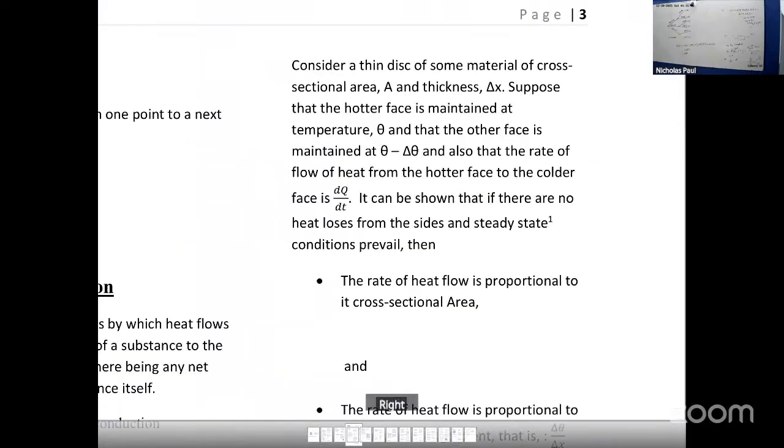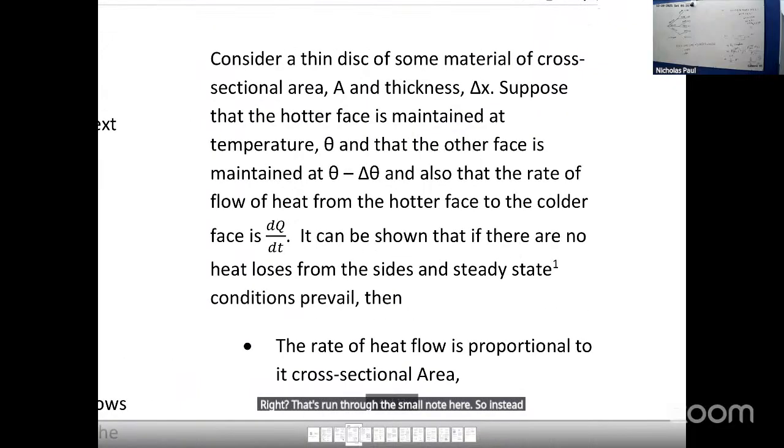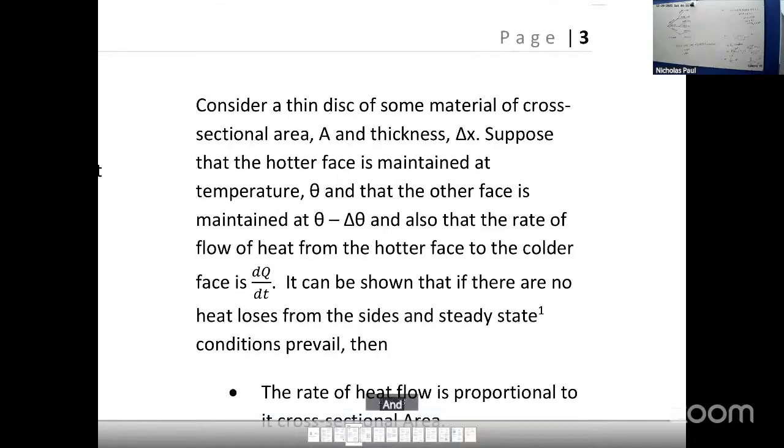Right, let's run through the small note here. Consider a thin disk of some material of cross-sectional area A and thickness delta x. Suppose that the hotter piece is maintained at temperature theta, and the other piece is at theta 1 and 2, right? Delta theta, and also the rate of flow is given by dQ/dt. So instead of writing dQ/dt, you can just put the power, right?